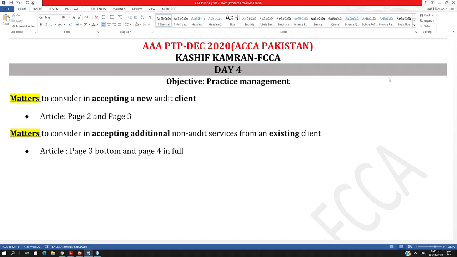Now, the very first thing is the matters to consider when accepting a new audit client. When you read the article, I'm just giving you a summary. Please do read the article rather than having a Q&A session with me. When you read the article, you will get a checklist of the matters to consider when accepting a new client. Number one matter, because it's a new client, just keep the focus on the new client. You don't know about the new client, do you? Do you have knowledge about whether the new client is a good client or a bad client?